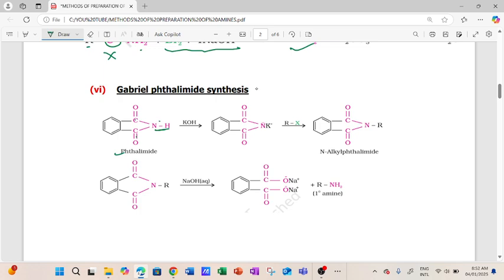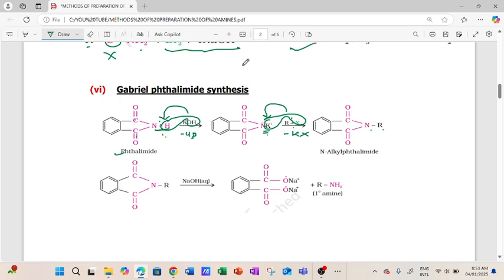The bond between N and H breaks, so this hydrogen will go with this OH as water, and K will come here, giving NK, the potassium salt of phthalimide. Now we have to treat it with RX. Again the NK bond breaks and the RX bond breaks. This K will go with this X as KX, which is eliminated, so this R will come in place of K. We get NR, the N-alkyl phthalimide.